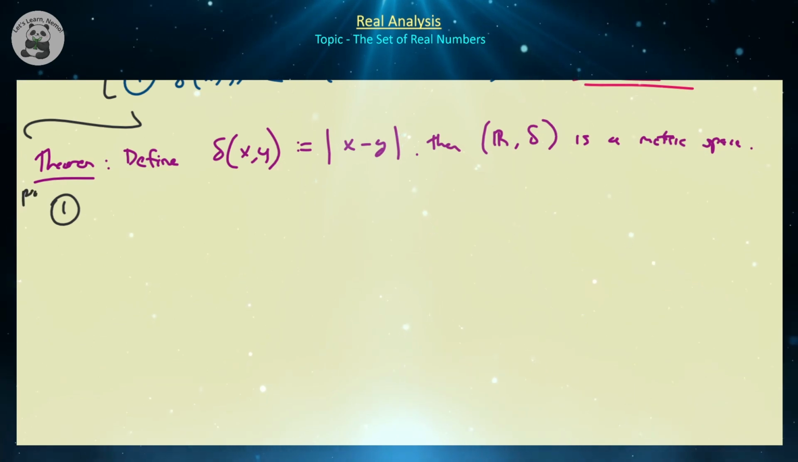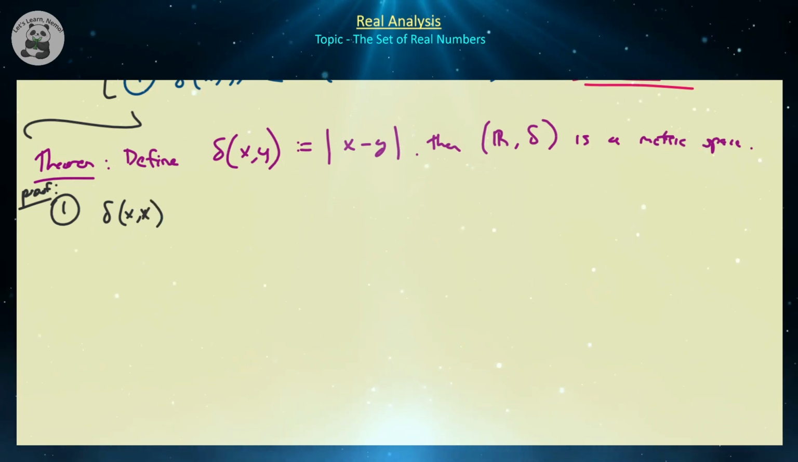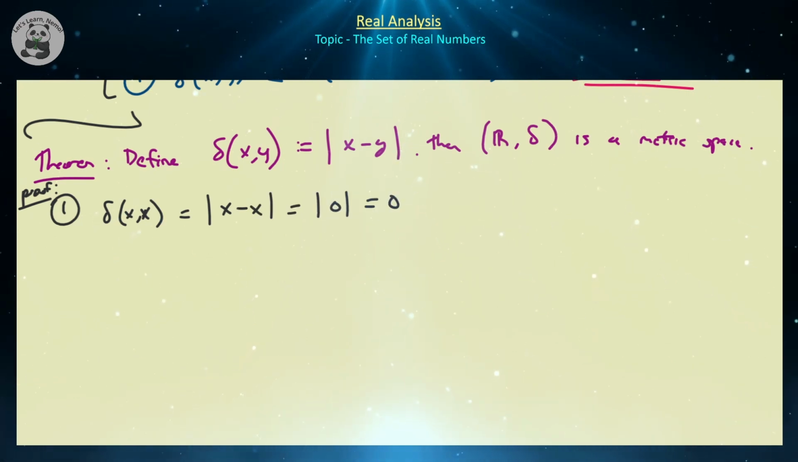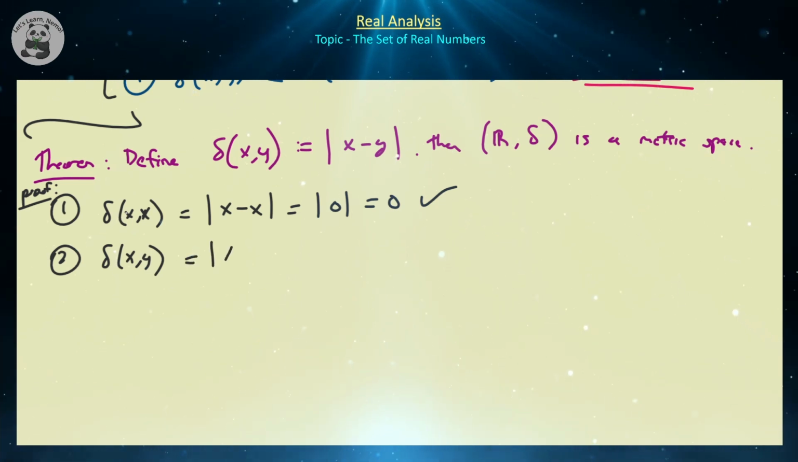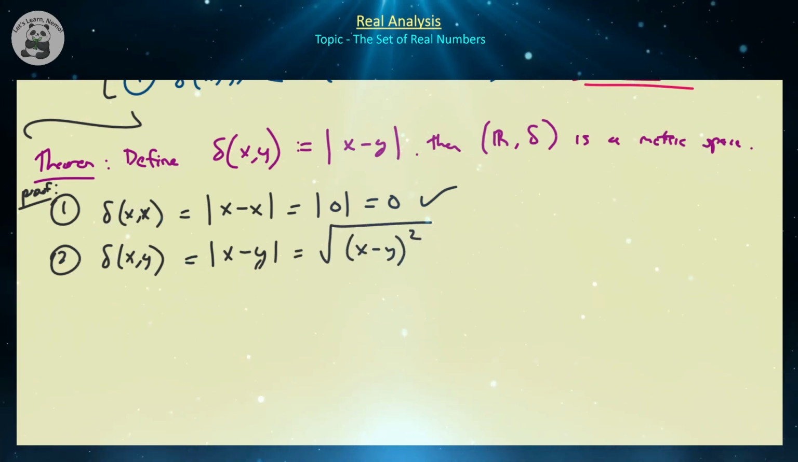All right, so let's prove this. So proof. So the distance between x and x, we need to show that this is equal to 0. So by definition, this is going to be equal to the absolute value of x minus x, which is the absolute value of 0, which we know to be equal to 0. So the first property is definitely met. Now, let's assume that x and y are not equal to each other. So what is the distance between x and y? Is this indeed positive? So the delta, or the distance between x and y, by definition, is the absolute value of x minus y. And we know that this is going to be equal to the square root of x minus y, the quantity squared.